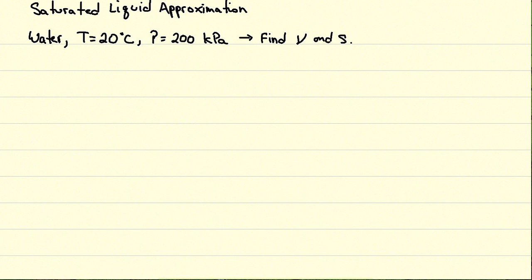Okay, so let's suppose that we don't know that we need to employ the saturated liquid approximation, right? Before we even start writing things down, let's take a look at the properties that we're given. We're told that water is at 20 degrees C. Well, it's a metric unit, and it may not be obvious to you, but 20 degrees C is basically room temperature. We know that water, under standard atmospheric conditions, is a liquid at room temperature, of course, right?